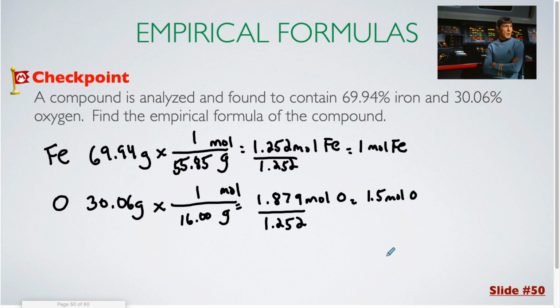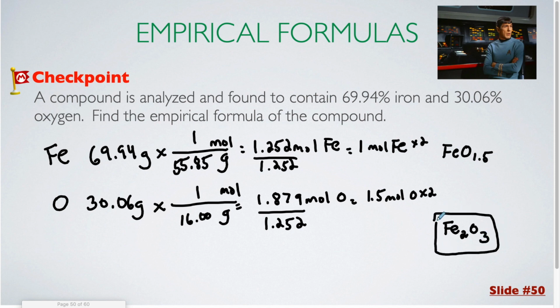So this is a similar situation to the previous example. My formula appears to be FeO1.5, but I know I can't leave it like this. I'm going to do the same thing I did before. I'm going to multiply both of these numbers by 2. That's going to give me a formula of Fe2O, and 1.5 times 2 is going to be 3. So that gives me a whole number ratio I can actually use. That's my empirical formula for this one.